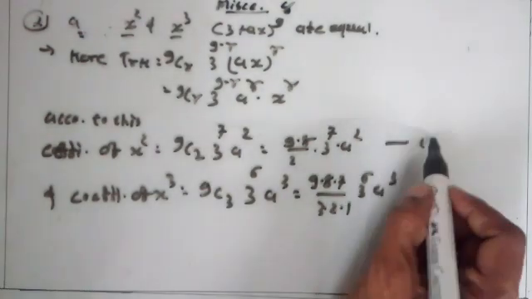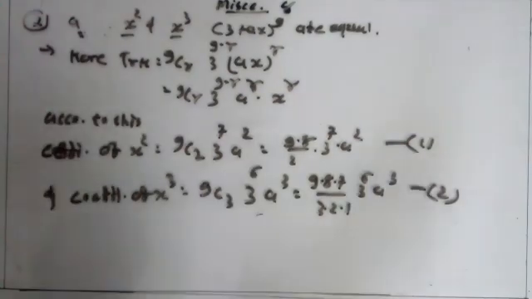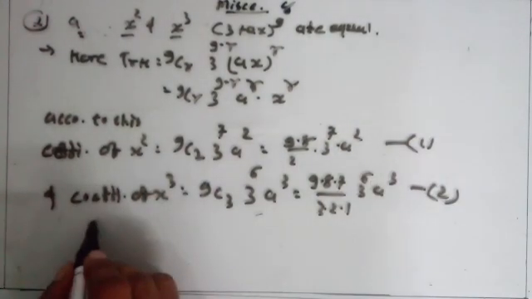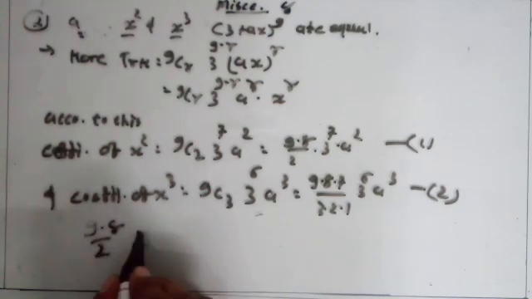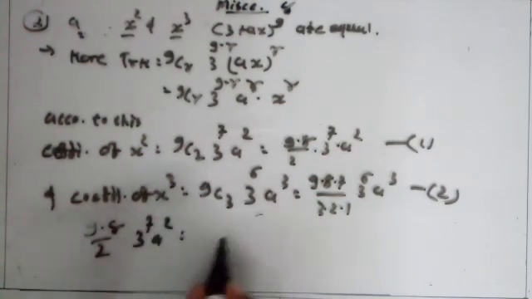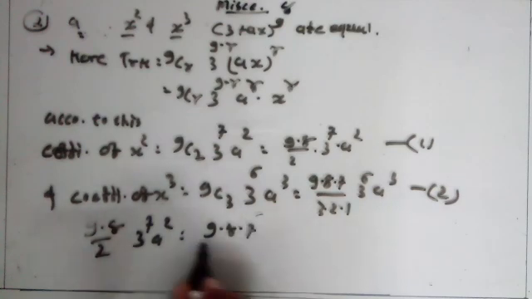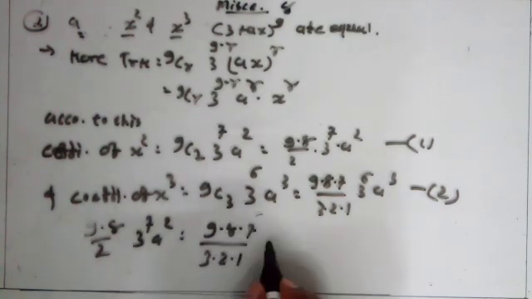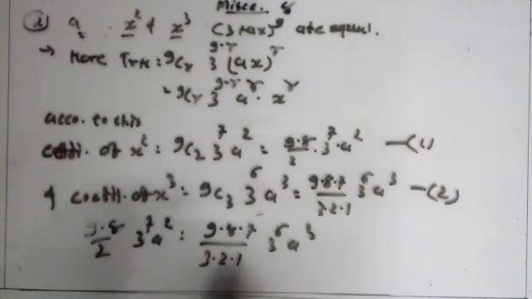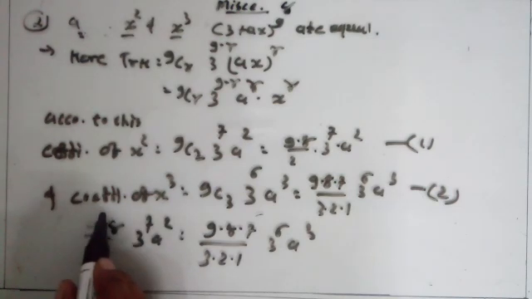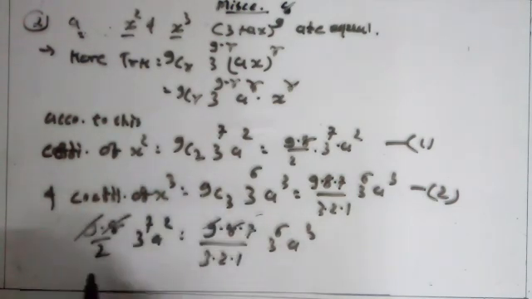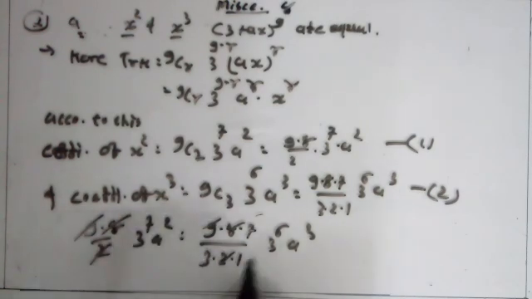Now take these results, number 1 and 2. If both are equal, so 9 into 8 upon 2, 3 raised to 7, a raised to 2 is equal to 9, 8, 7 upon 3, 2, 1, 3 raised to 6, a raised to 3. Now dividing by a raised to 2 on both sides, we get a raised to 1. Divide by 3 raised to 6, take this side. 9 cancels, 8 cancels, here 2 also cancels. Okay, here 3 raised to 7 upon 3 raised to 6.